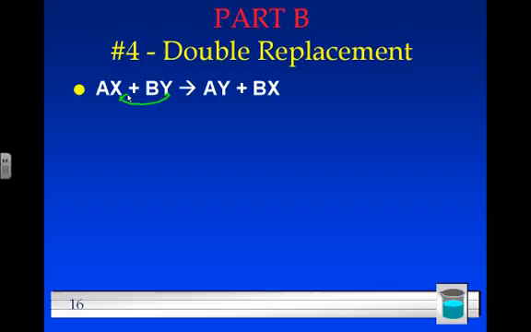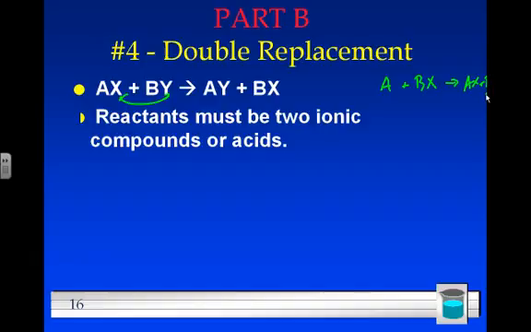It's very similar to single replacement. That would be more like A plus BX. So there's one thing in a compound reacting with a bigger compound, which would go to AX plus B. So they're similar, okay? But the double is a little bit more complex.